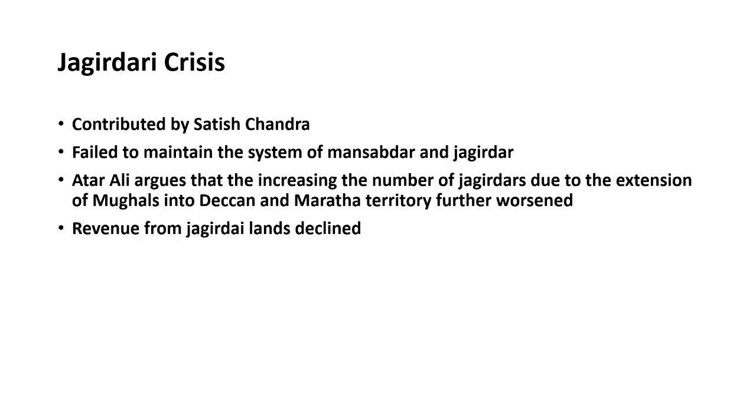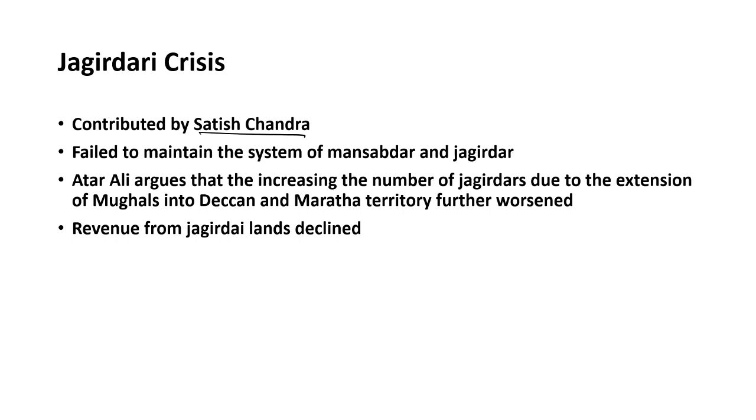Another reason was the Jagirdari crisis. The Jagirdari crisis was brought into light by none other than the eminent historian Satish Chandra. Through this Jagirdari crisis, Satish Chandra argues that the decline and disintegration of the Mughal Empire was due to the failure to maintain the system of Mansabdar and Jagirdar.